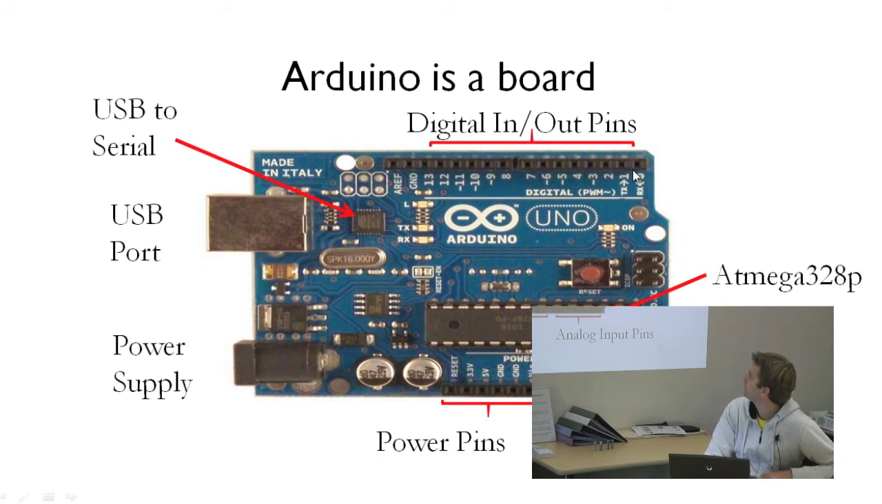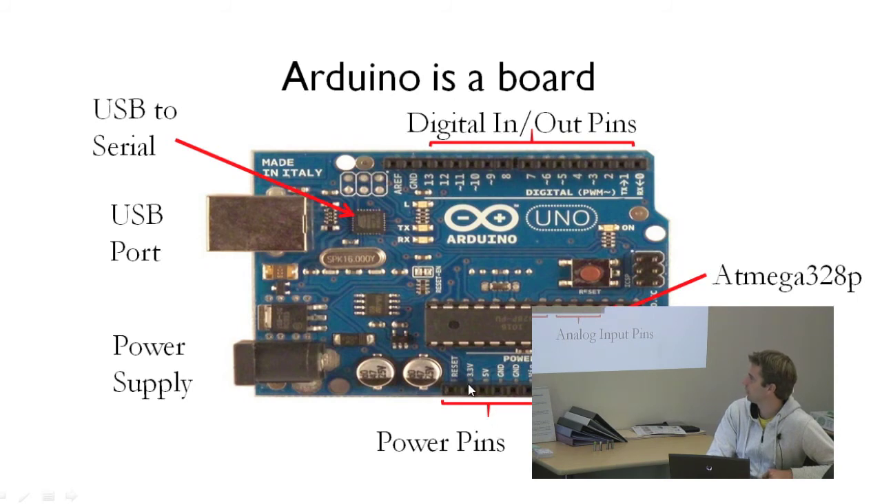Up the top we have our digital I/O pins. So, you know, 0 volts or 5 volts. You can also do pulse width modulation and whatnot with them if you really want to. Down the bottom we have power pins, so you can either power your Arduino off these, or if it's plugged into a power supply, you can power other devices off them.